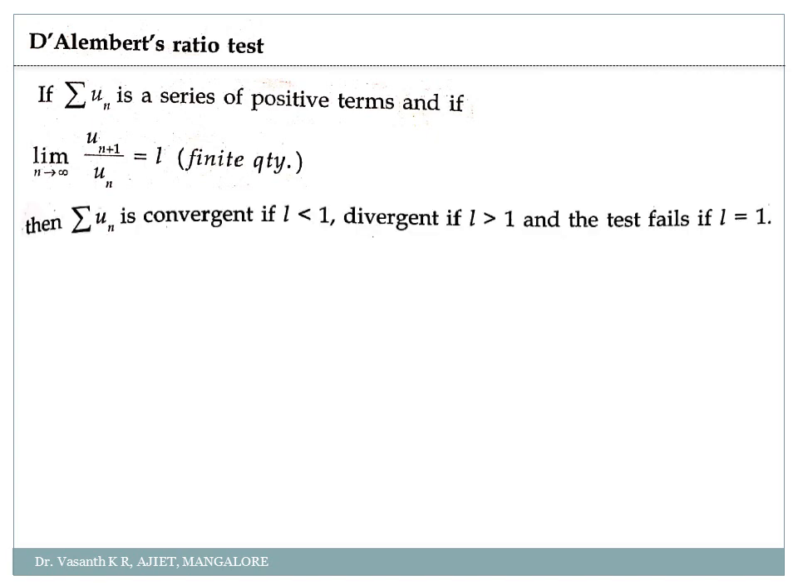Same condition. If L is less than 1, it is convergent. If L is greater than 1, it is divergent. And if it is equal to 1, the test fails. But the only difference is, in Cauchy's root test, we directly raise it to the power 1 by n. But in D'Alembert's, what do we do? We will write it as un plus 1 divided by un. That is the difference. We are not raising to anything. We are just writing it as un plus 1 divided by un.